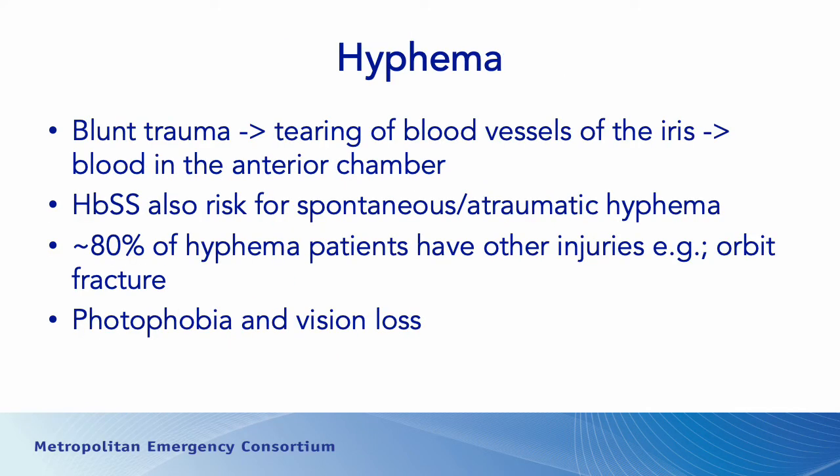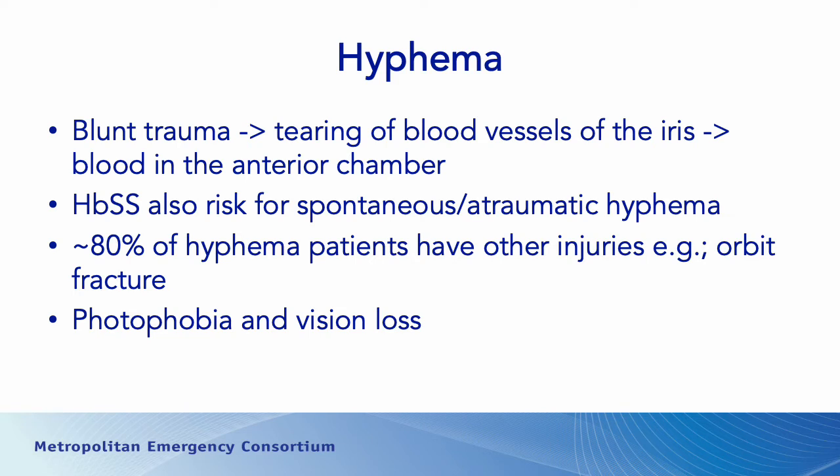How about hyphema? Hyphema is generally due to blunt trauma of the eye. It results in tearing of the blood vessels of the iris, which then results in blood in the anterior chamber. Patients with sickle cell disease, however, are at risk for spontaneous or atraumatic hyphemas, so they can have blood in the anterior chamber without identified injury.